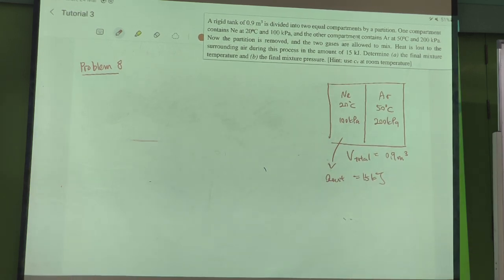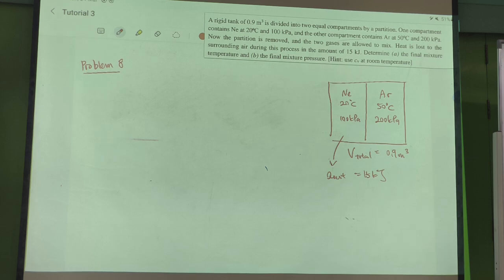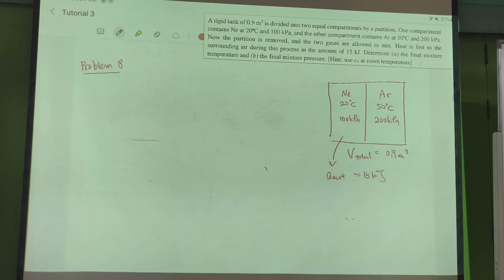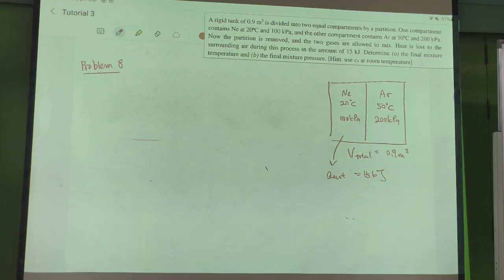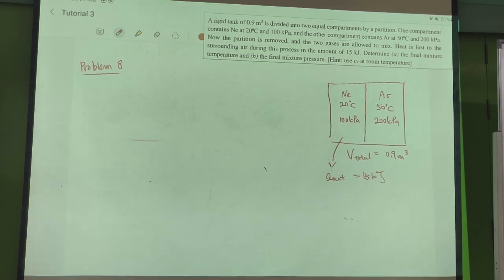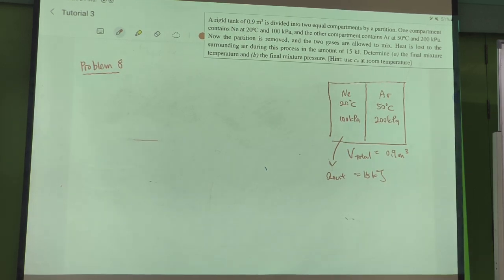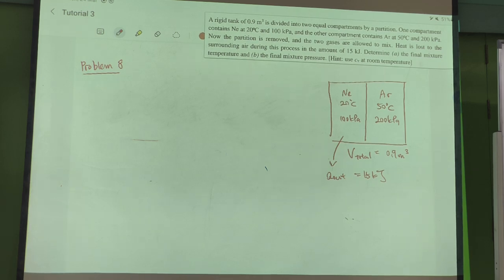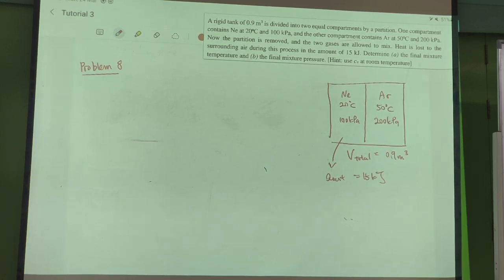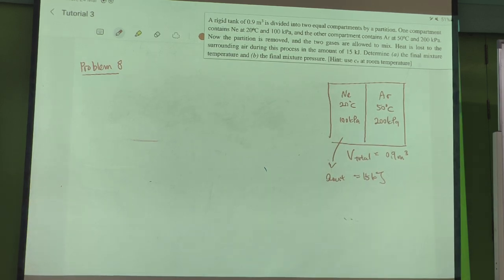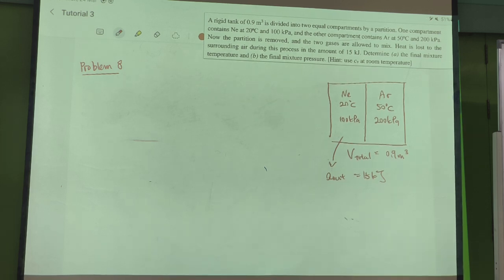So A, you need to determine the final mixture temperature, and B, you need to determine the final mixture pressure. The hint here is to use CV at room temperature. Okay, so how will you approach this question now that we have an additional heat loss here? This one is slightly different because you need to find the final temperature and pressure, meaning they don't tell you anything about the final state. The only thing that you know is the total volume.